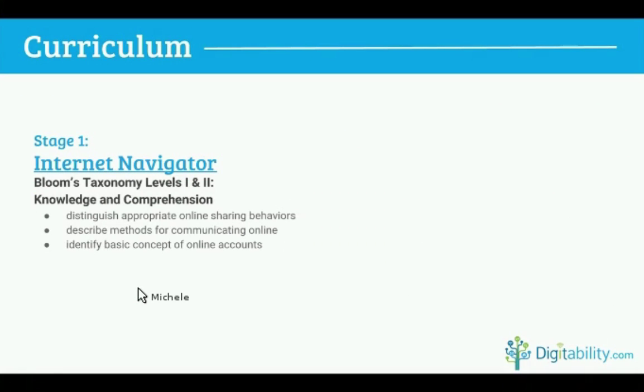There are 4 stages to the Digitability curriculum, each with hundreds of online lessons, just like the internet lesson we viewed together. In stage 1, the Internet Navigator, students learn to define and use basic online applications like browsers and search engines while demonstrating appropriate and safe online behavior. We talk more about social nuances of online behavior in our next webinar.